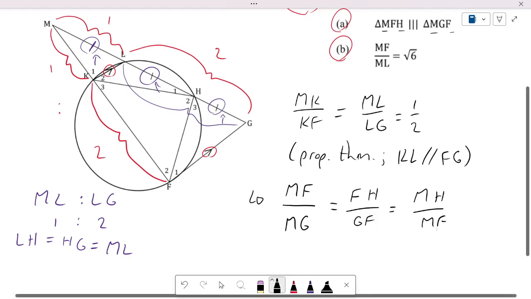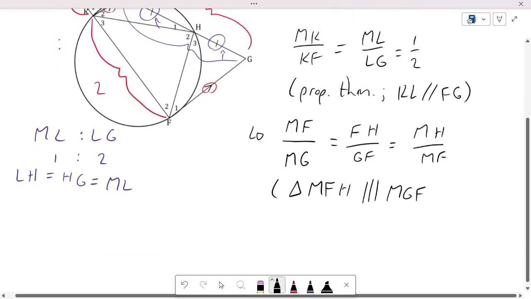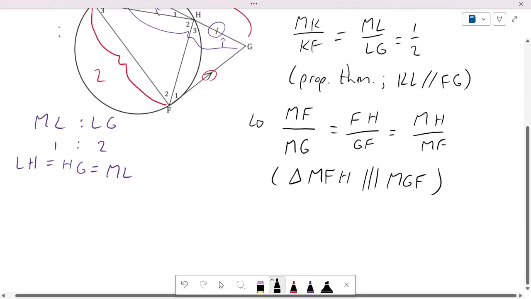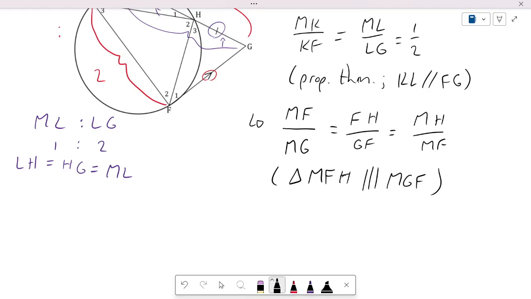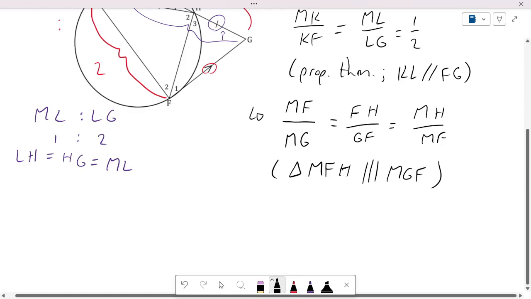Now the reason why we did this is because, remember, we proved that triangle MFH is similar to triangle MGF. Let me just check. MGF, yes. That is the reason why. Because remember, whenever we're working with corresponding sides in proportion, remember that theorem that we've learned, that means that our ratios are actually equal to each other. So that's why we use that method.